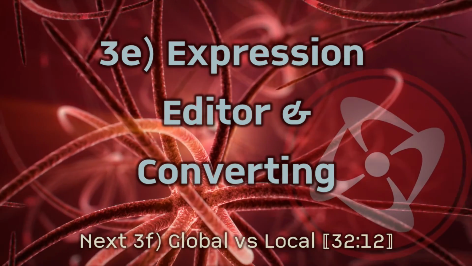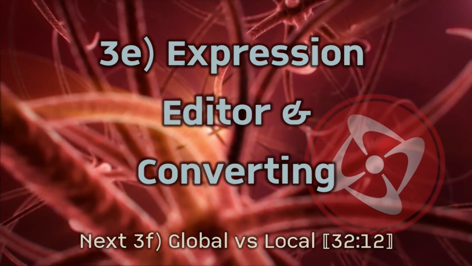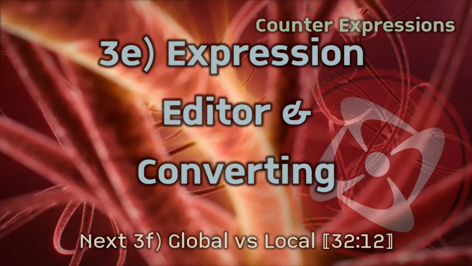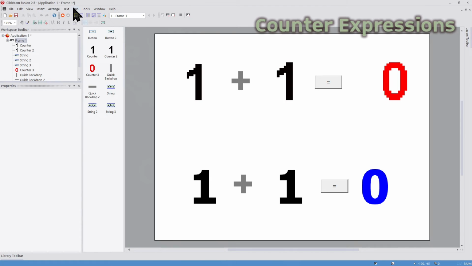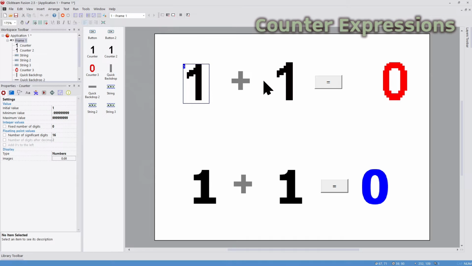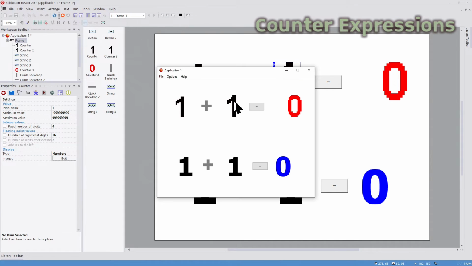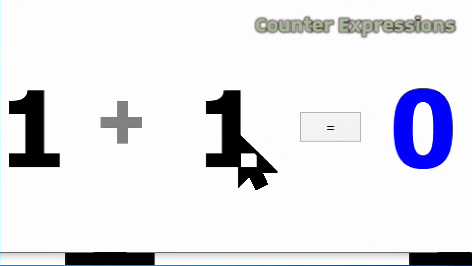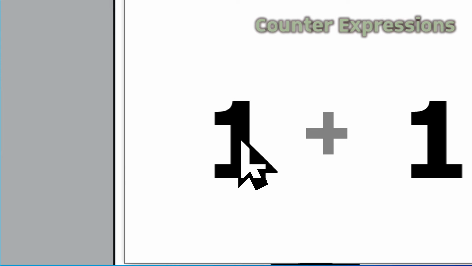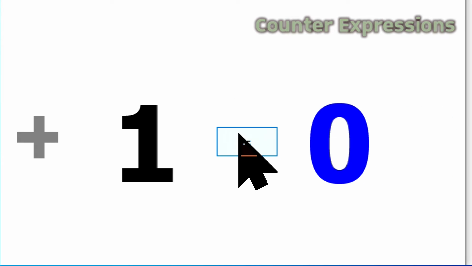The expression editor and converting between string and value. Counters with values are simple. We're used to them. 1 plus 1 equals 2. Whereas strings take a little more thought. They can look like numbers, but with a string, 1 plus 1 equals 11.